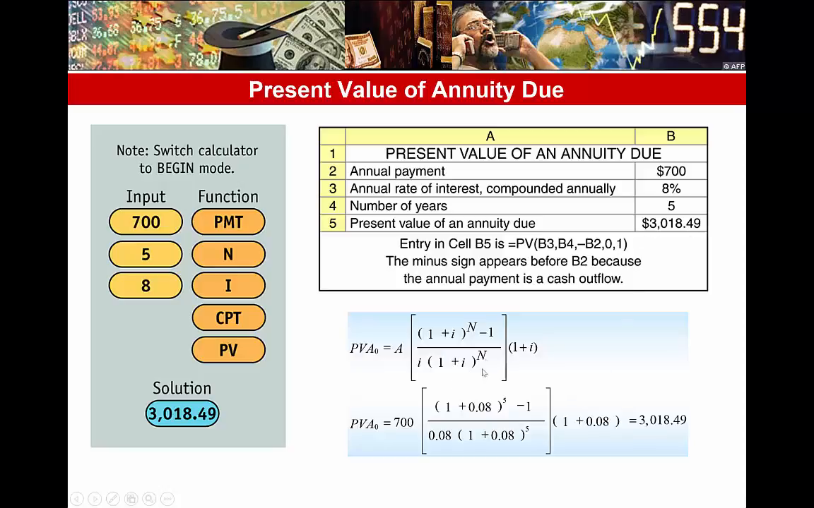And the same result can be replicated by utilizing the formula. So if we input the annuity, interest rate, and the number of years into this formula, we get $3,018.49. As you see in here, the annuity due, or present value of annuity due, is simply 1 plus I times larger than the present value of an ordinary annuity.